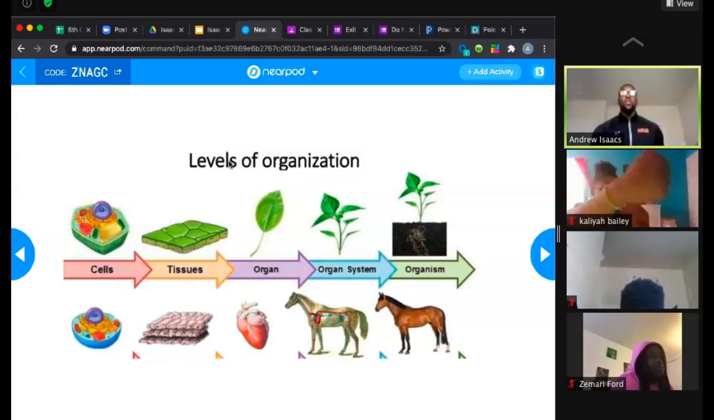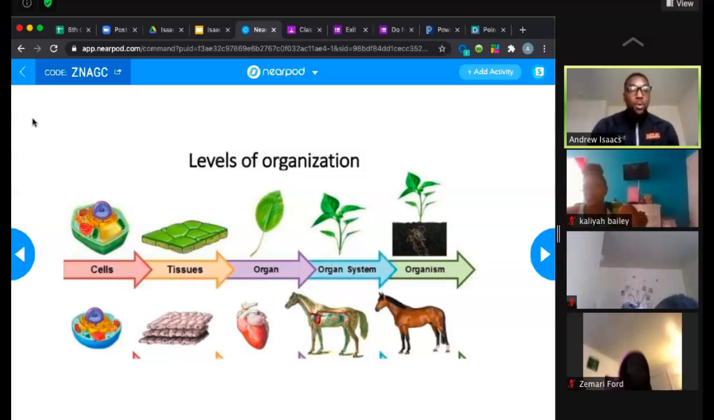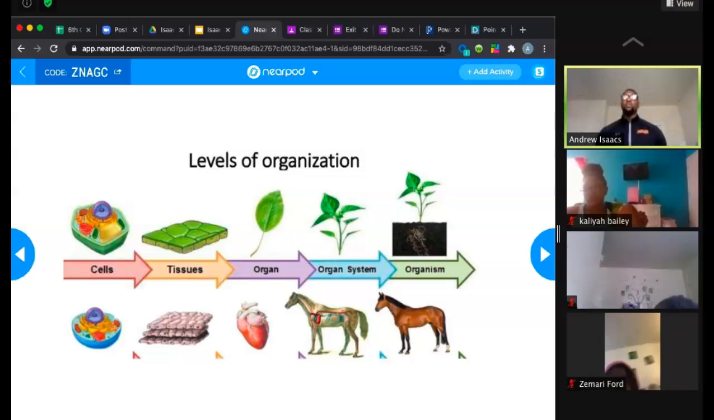Right. So we talked about the levels of organization. We talked about cells, tissues, organs, organ systems, and organisms. Can I have somebody in the chat tell me why do you think it's important to understand the different levels of organization?